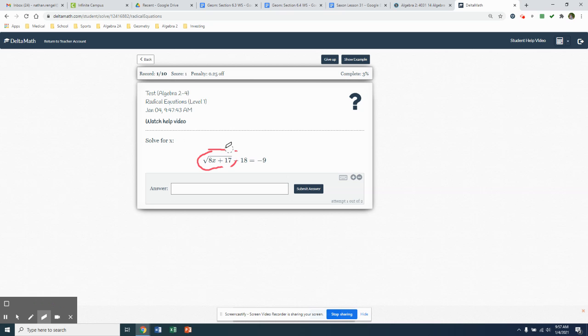And you can still follow your same rules. You're going to work backwards through the order of operations to start to get that radical alone. So here I have this minus 18. What I would do is add 18 to the other side. So I'm just going to show that step there. Okay, there it is. So then I'm going to have the square root of 8x plus 17 is equal to, and then negative 9 plus 18 is going to equal 9.